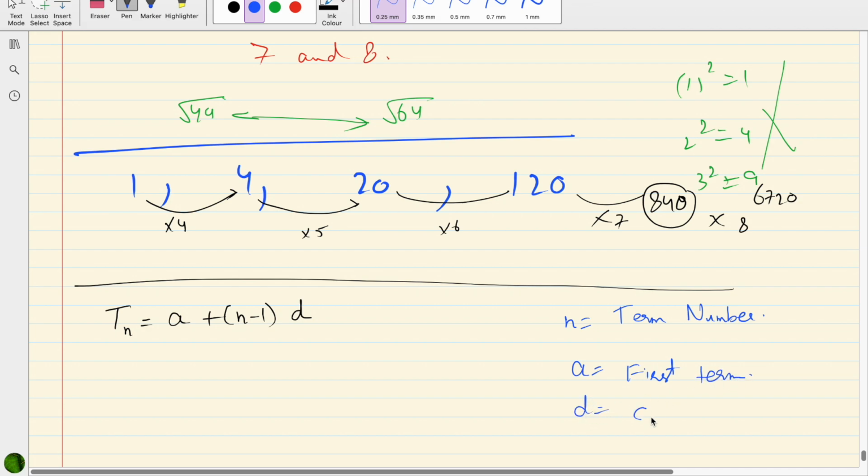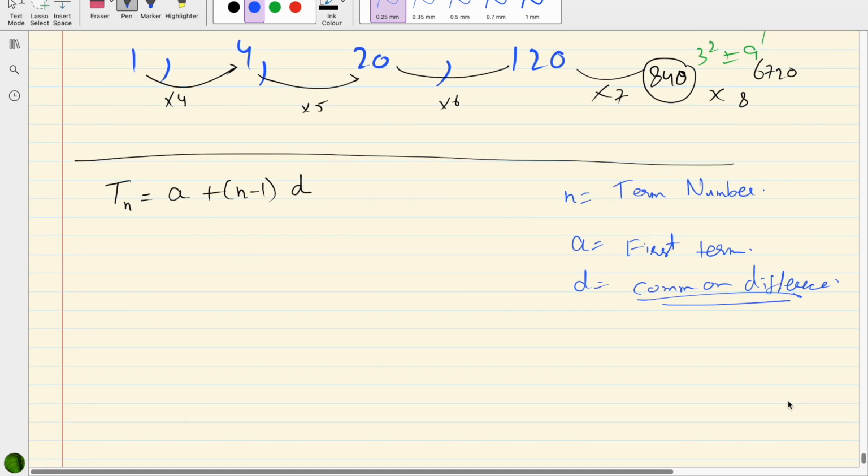D is the common difference. So we write d whenever we like. You also have to see if it is positive or negative.